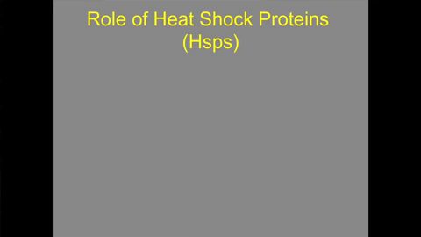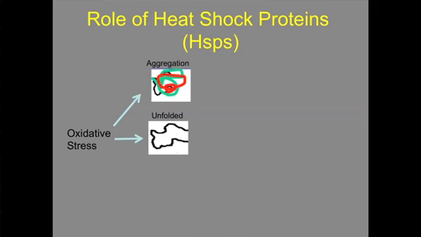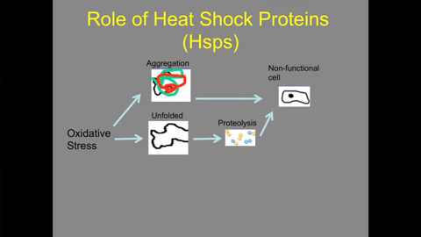I'm going to shift slightly. One of the other protective mechanisms is heat shock proteins. And oxidative stress, as I've said, causes aggregation, unfolding and denaturation of protein. They are then broken down. You end up with a non-functional cell, and it results in aging or reduced lifespan.